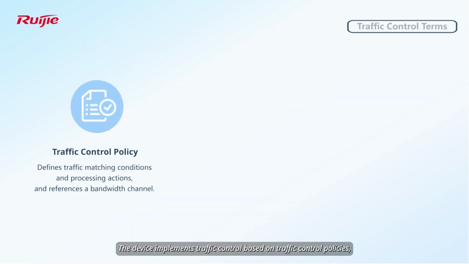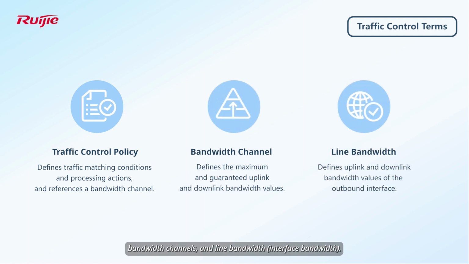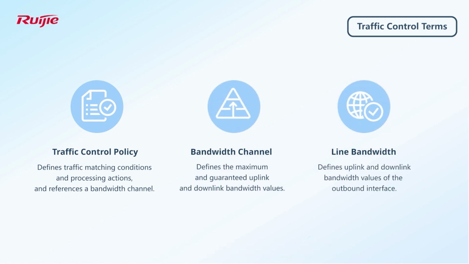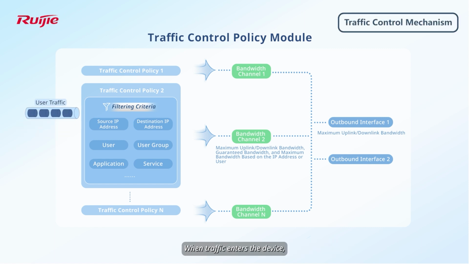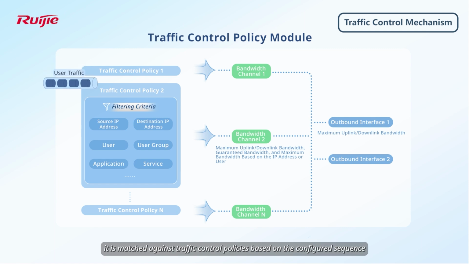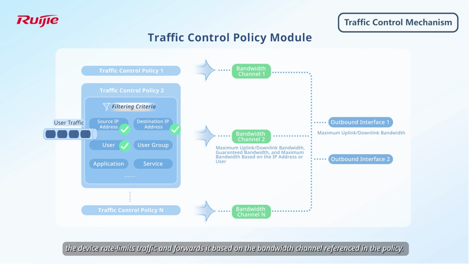The device implements traffic control based on traffic control policies, bandwidth channels, and line bandwidth. The detection mechanism of the traffic control policy is as follows. When traffic enters the device, it is matched against traffic control policies based on the configured sequence of traffic control policies from top to bottom. When a policy is matched, the device rate limits traffic and forwards it based on the bandwidth channel referenced in the policy.